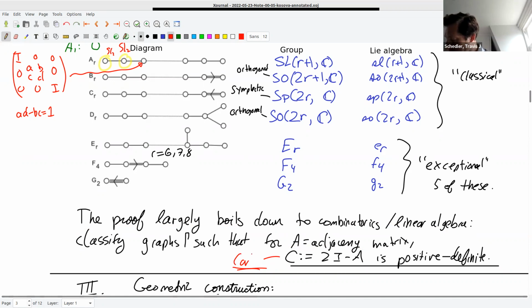Then this Cartan matrix has to be positive definite. So it's a symmetric matrix because the adjacency matrix here is symmetric. I don't have any arrows. So you can talk about whether it's positive definite or not.